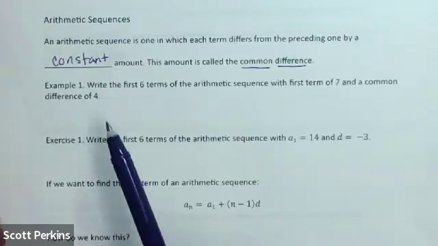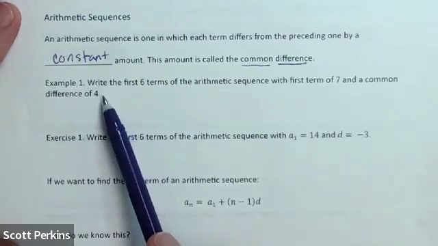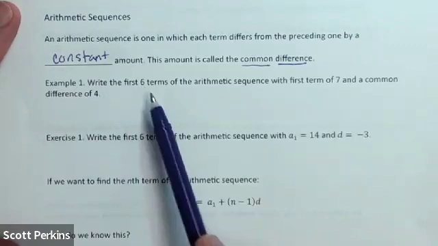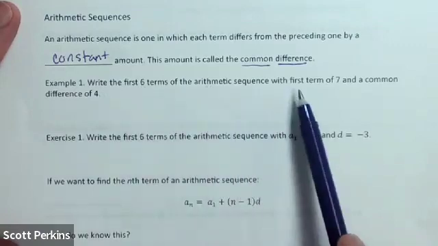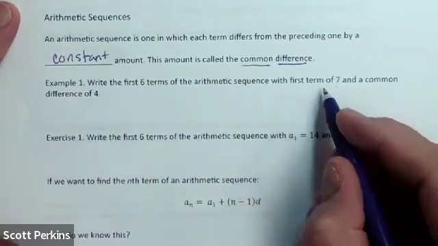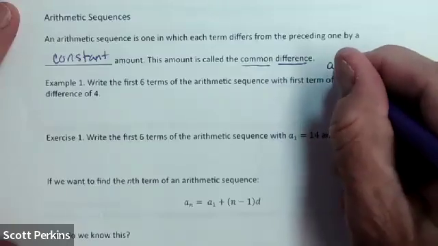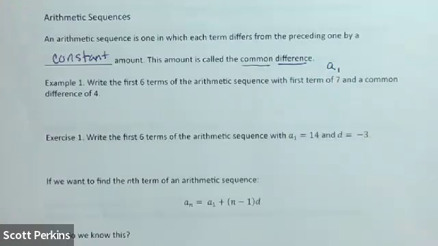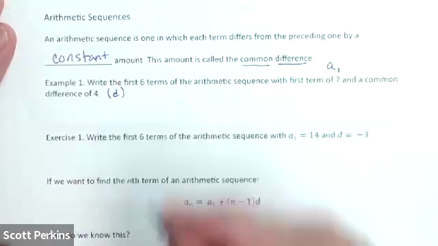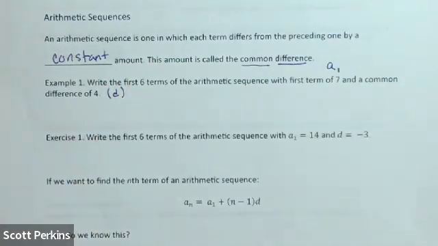So for example, my example one right here. Just to get used to this idea of what a sequence is, and in this case, an arithmetic sequence, we're going to write the first 6 terms of the arithmetic sequence with a first term of 7 and a common difference of 4. So the first term of 7 is going to be my A subscript 1, the way we notated it. A1 of 7 and a common difference of 4. When you're going through some of the problems, instead of saying the words common difference, we'll use the letter D for difference. Just so that you know what the notation is.